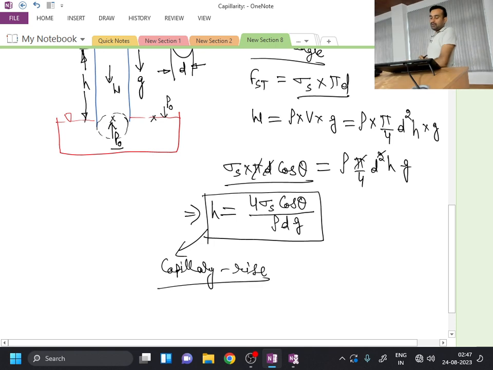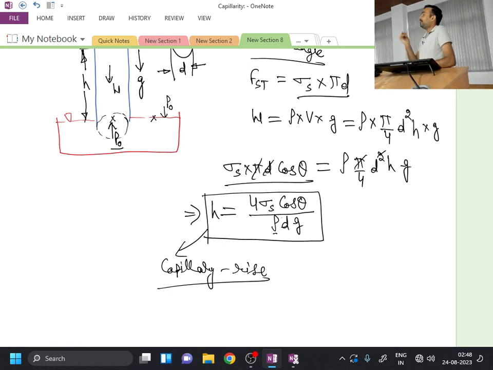So as I told you earlier also, we have some factors over here. One factor is density, the other factor is the diameter of the pipe, the coefficient of surface tension, and one important factor which initially we could not anticipate was actually the contact angle. Okay, so cos of the contact angle is also coming into the picture. Okay, so this contact angle now has a very important implication.